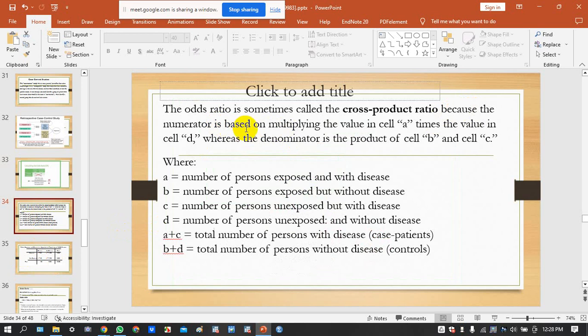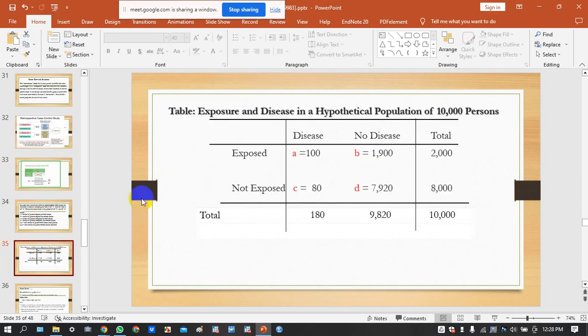Because the numerator is based on multiplying the value in cell A times the value in cell D, while the denominator is the product of cell B and cell C. So, number of persons exposed, so you go through this one, the time is going. Okay, so exposure and disease in a hypothetical population of 10,000 persons.